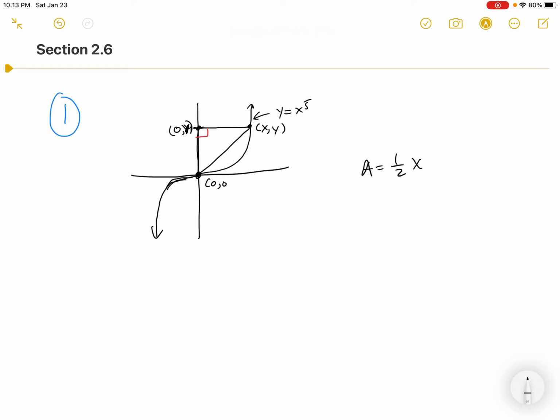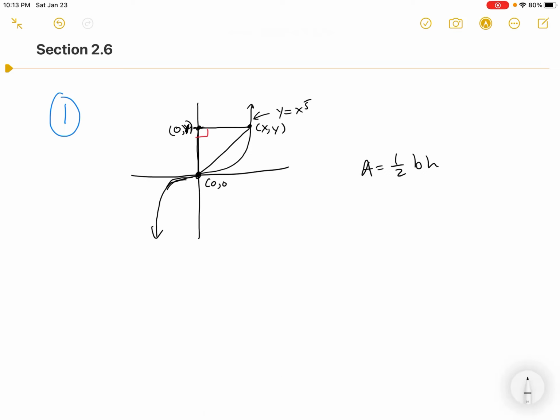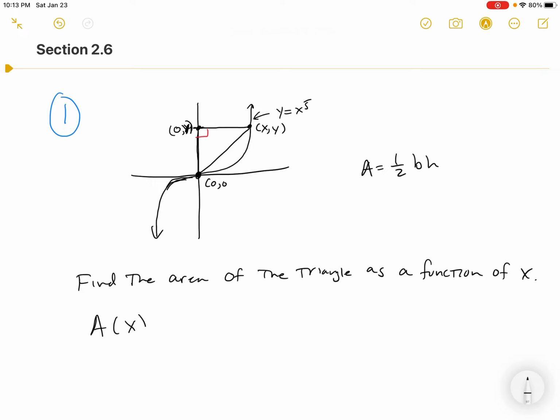base. Actually, let me write it like that. 1/2 the base times the height. So we're going to go back to a familiar formula. That's all we need to do. And the directions are to find the area of the triangle as a function of x. When they say a function of x, know that what they want is only x's. So I need the area all in terms of x.